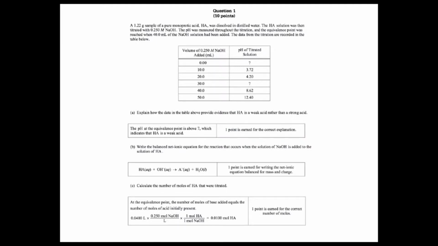So you get 1 point for writing the net ionic equation with the correct charges. So notice they say balanced charges because OH has a minus charge and A has a minus charge. And then mass meaning the same number of atoms. So same number of hydrogen atoms, A atoms, and oxygen atoms.